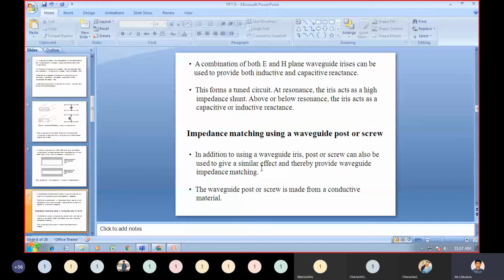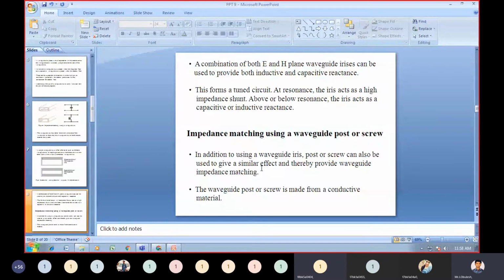So if you are using waveguide irises inside your waveguide, whether it is a rectangular waveguide, TEM mode or TM mode, whatever it is, this will act as a capacitive and inductive reactance.